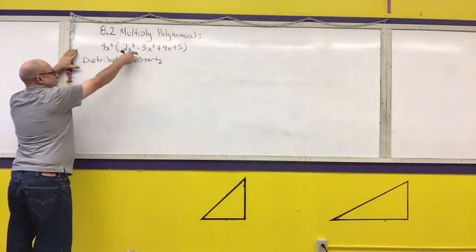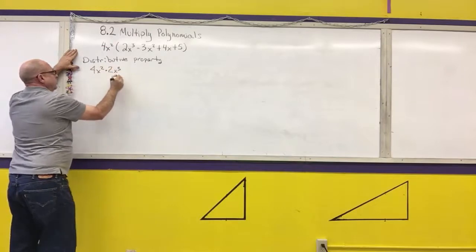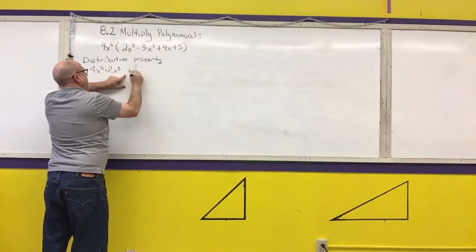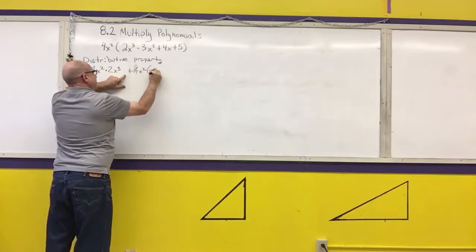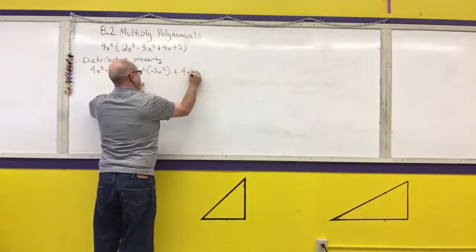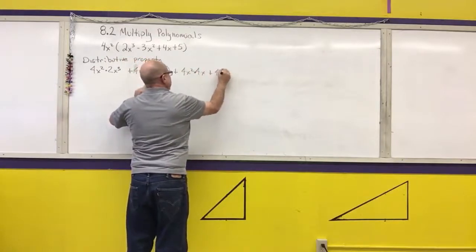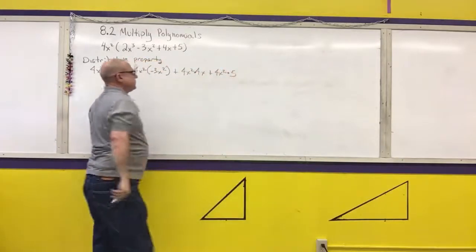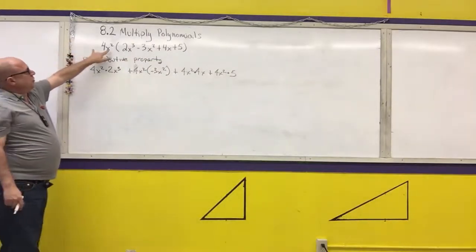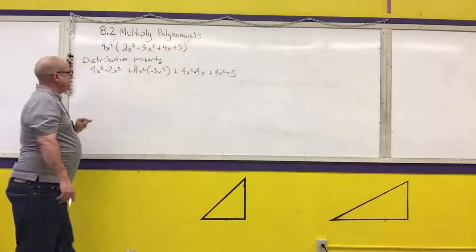We're going to take the first term times the first term, plus the term 4x squared times negative 3x squared, plus 4x squared times 4x, plus 4x squared times 5. So by using the distributive property, all I do is bring what's outside the parentheses and multiply it by everything that's inside of the parentheses.